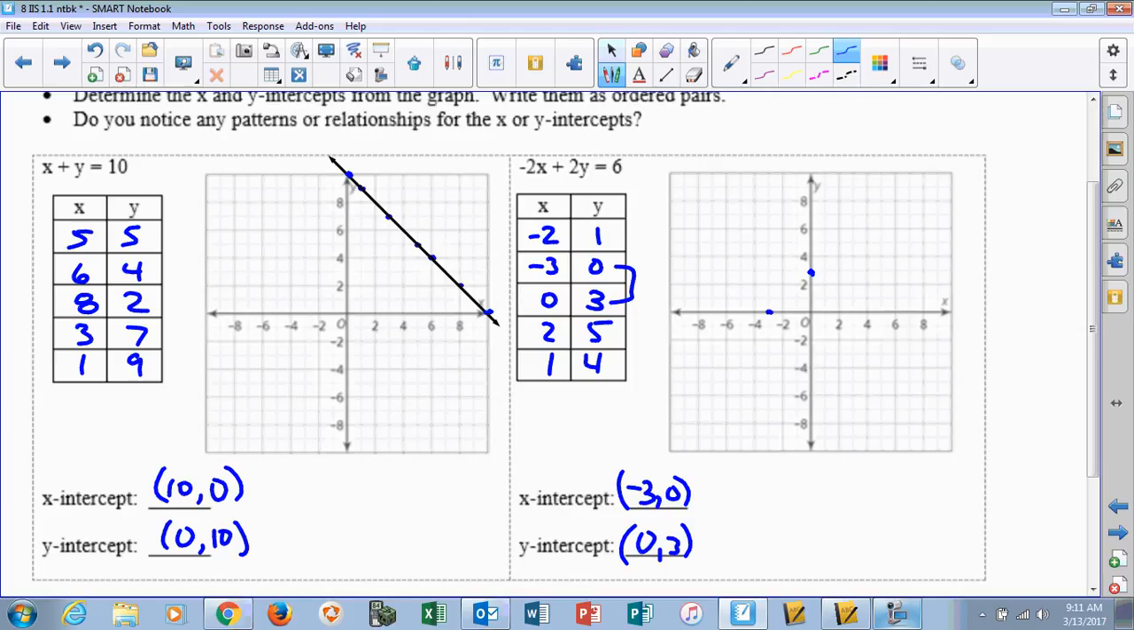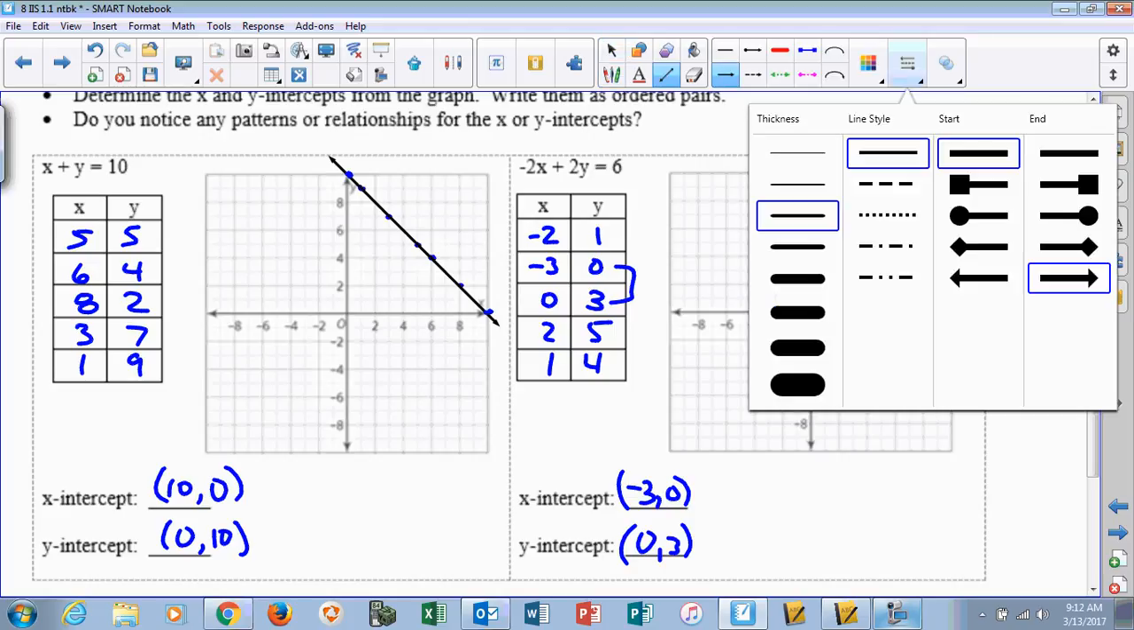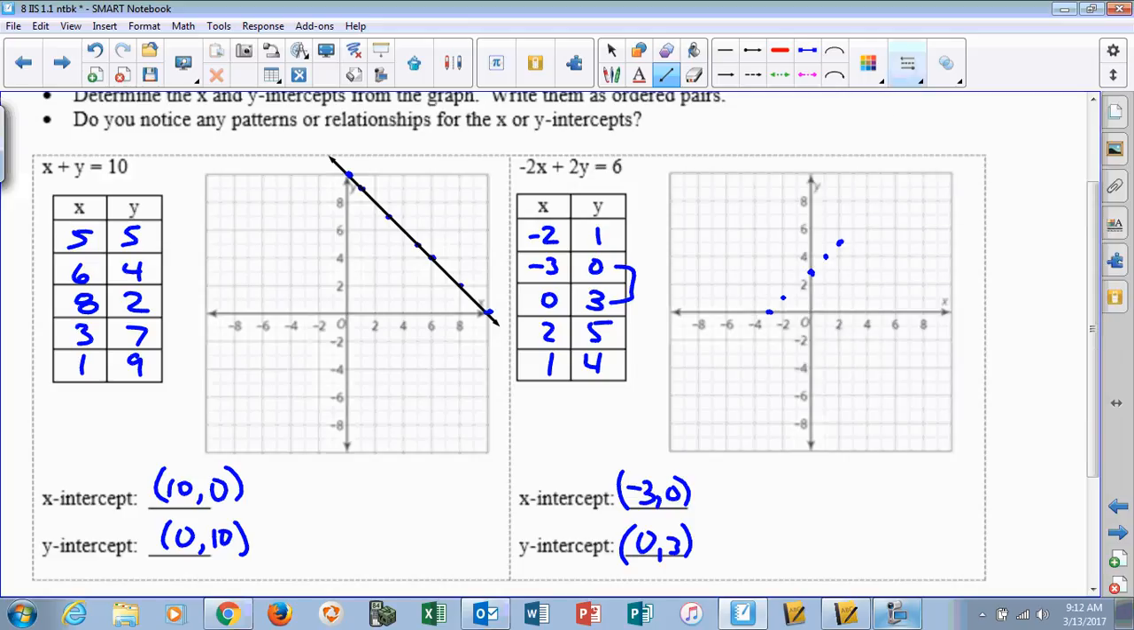And at (-2, 1), about right there, (2, 5), about right there, and (1, 4), right there. So again, when I do my line, I should line everything up here. And there we go. And that's what my second one looks like right there.